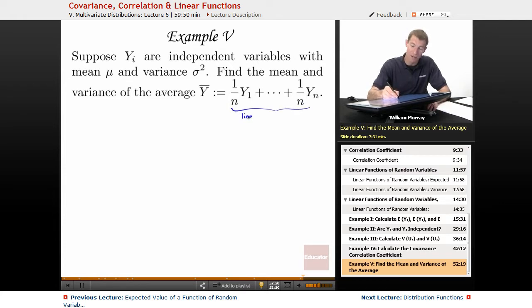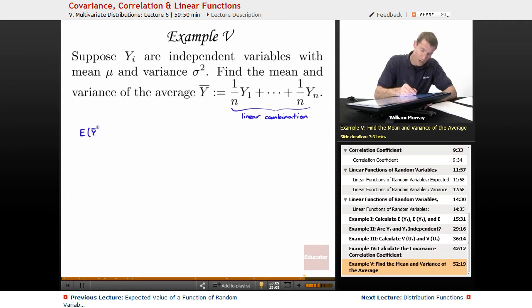So this is a linear function. And so we can use our theorem on how you calculate means and variances of linear combinations. So that's what I'm going to use. The expected value is the same as the mean, remember. The expected value of y bar, the mean and variance of the average.